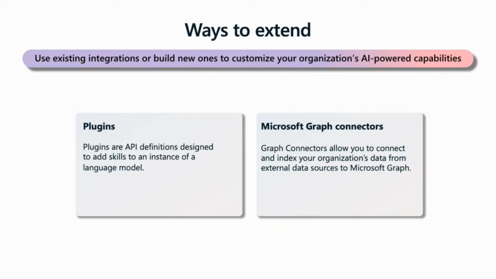Plugins are API definitions designed to add additional skills to the Copilot orchestration engine. You can do things with plugins like adding additional grounding data, but you can also allow plugins to take actions in your app. Microsoft Graph connectors, on the other hand, are an existing mechanism for how you can bring your data into the Microsoft Graph, allowing your users to use it as a data source when they ask questions in Copilot. So that's a look at how Copilot orchestration works and how you can extend it.